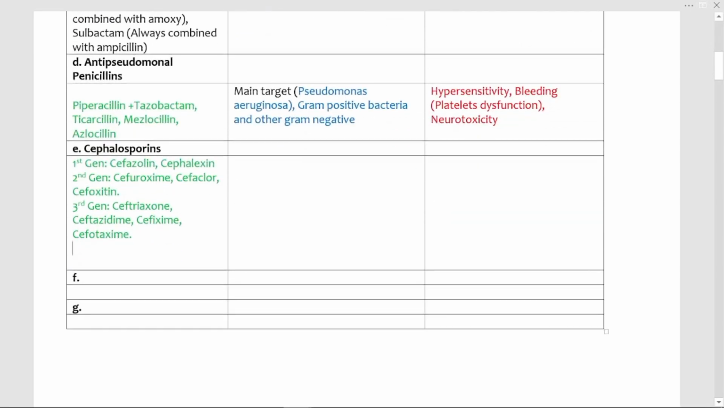So let me just reset the screen. It's the fourth generation.